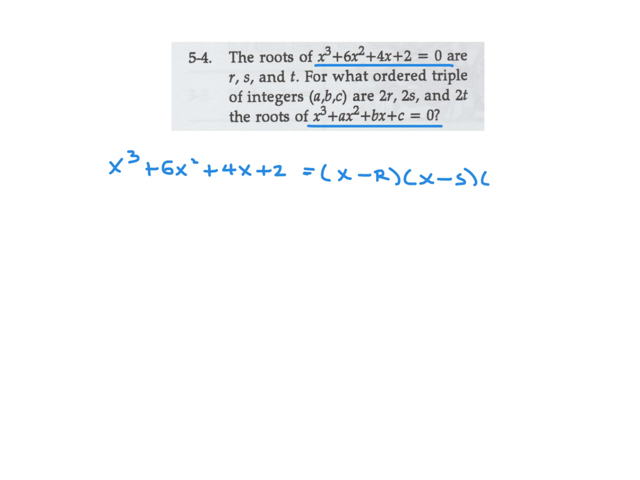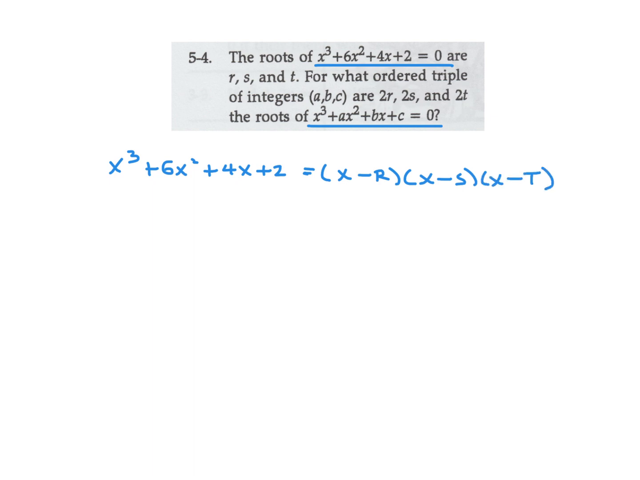The roots of x to the power of 3 plus 6x squared plus 4x plus 2 is 0 are R, S, and T. For what ordered triple of integers A, B, C are 2R, 2S, and 2T the roots of x to the power of 3 plus ax squared plus bx plus c? Well, we have two equations, this one and this one. And the first one, x to the power of 3 plus 6x squared plus 4x plus 2, they're telling me the roots are R, S, and T.